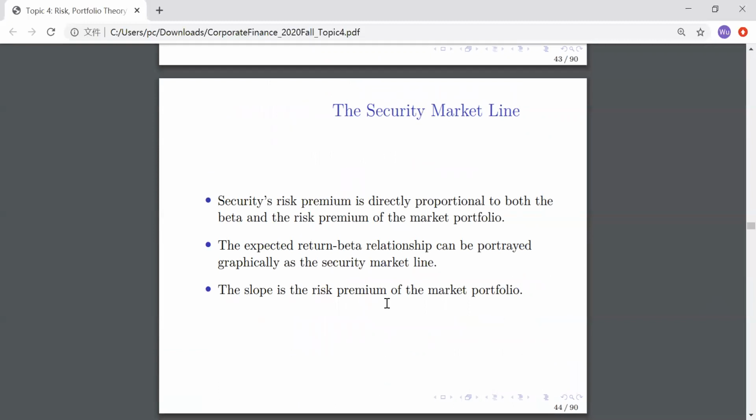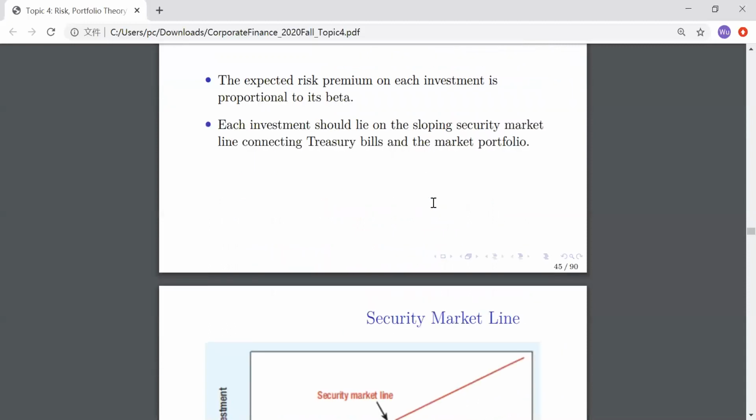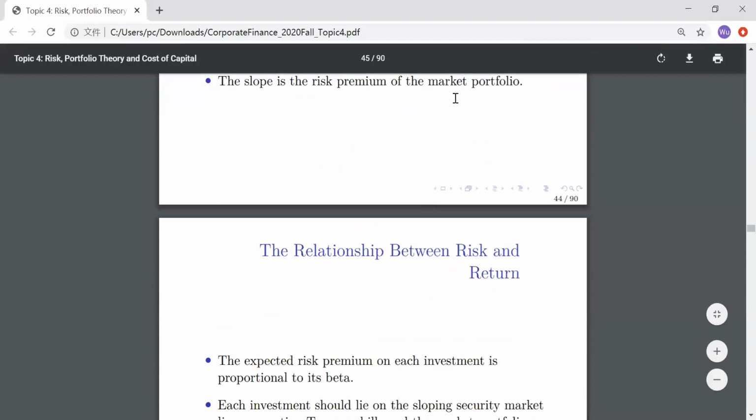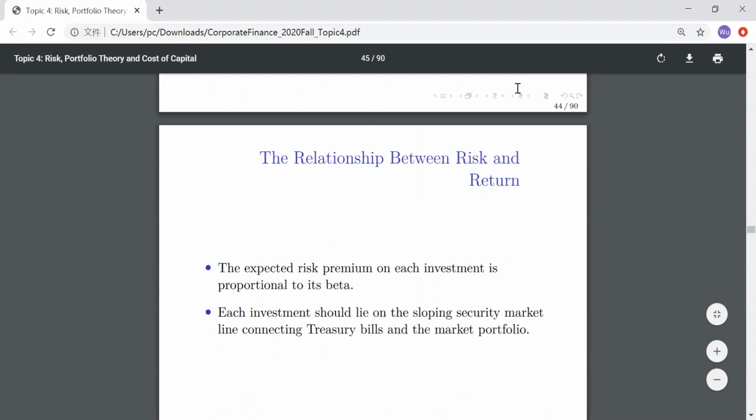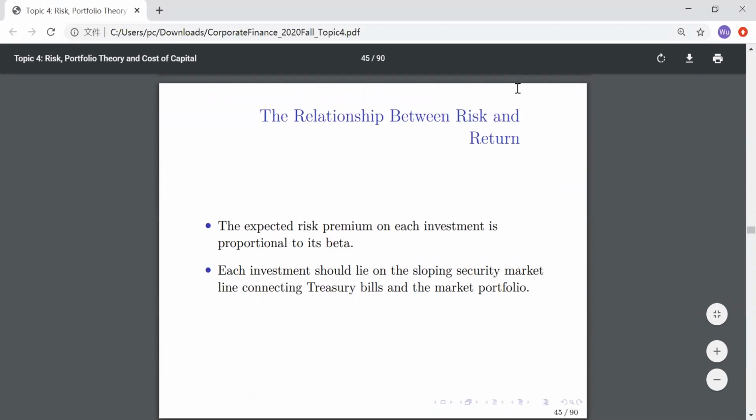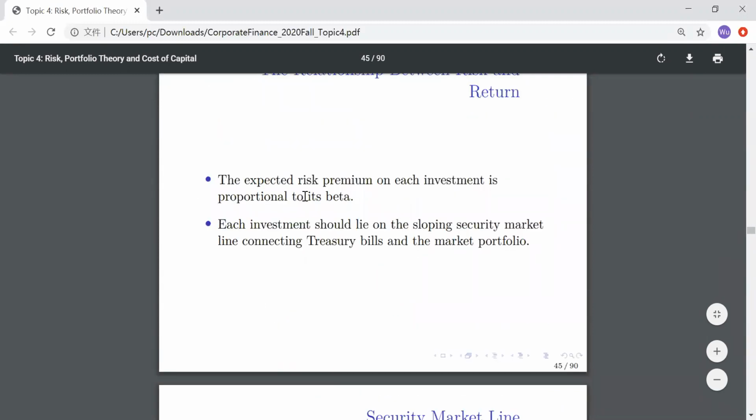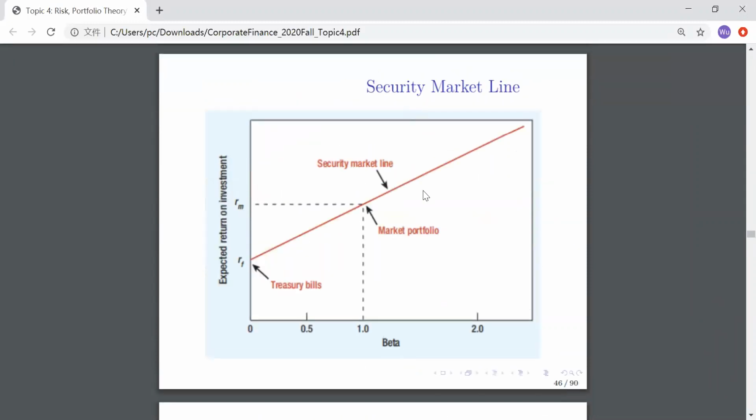Now, after we have this expected return-beta relationship, we can plot the equation, which is called the security market line. The idea is that the security's risk premium is directly proportional to both the beta and the market risk premium. So this is the expected return-beta relationship, and the slope here is the risk premium of the market portfolio. Remember, we are plotting expected return against beta. Therefore, the market risk premium is the slope. So the expected risk premium of each investment is proportional to beta, and the proportion is the market risk premium. So this is the security market line.